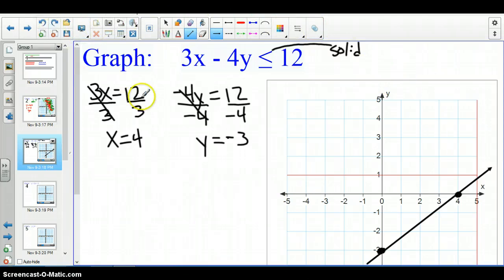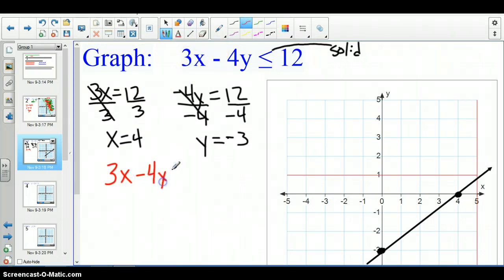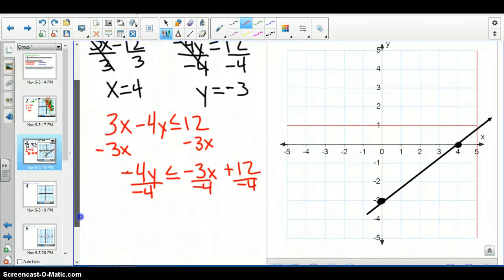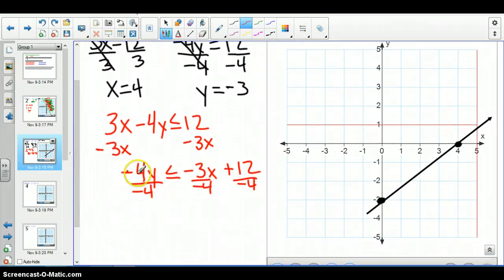Before I shade that, I'm going to show you another way to graph it. Okay? So instead of using standard form, you can change it over to slope-intercept form. So subtract 3x. So you have negative 4y is less than or equal to negative 3x plus 12. Now divide by negative 4. Because what we're doing is we're getting this over into slope-intercept form. So we're getting y all by itself.